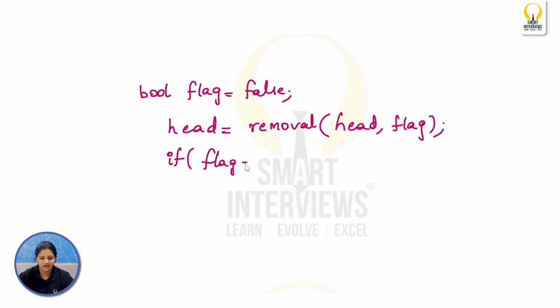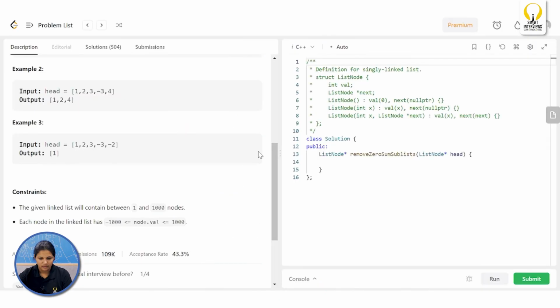If flag is still false even after this function call, that means there is nothing to do. You can stop here. That is what you can do. I hope you are clear with it, and we'll start with the code part. Based on the explanation part, just try to code it out on your own.